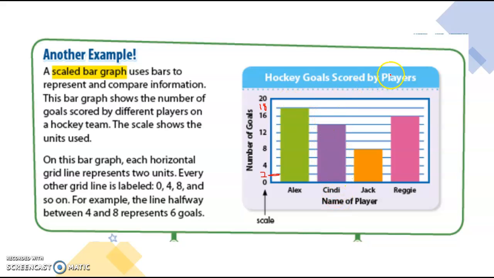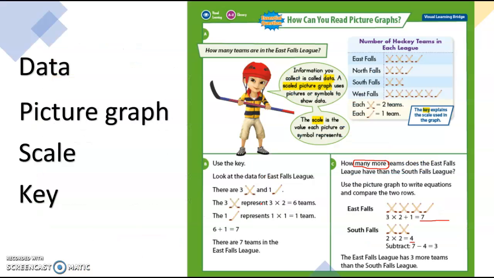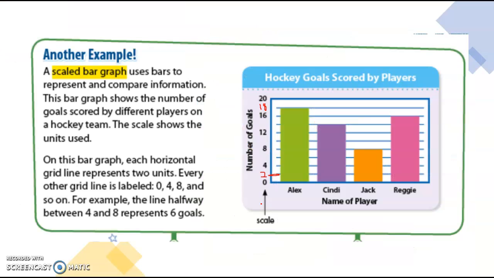A bar graph will always have a title at the top so that you know what the data is that you're looking at. So this is hockey goals scored by players. Down here it says name of player, so it's labeled so I know whose data I'm looking at. And then of course, like we said before, your scale is going to be on the side over here. So you learned about 2 different kinds of graphs today. You learned about this picture graph, and you learned about this bar graph.